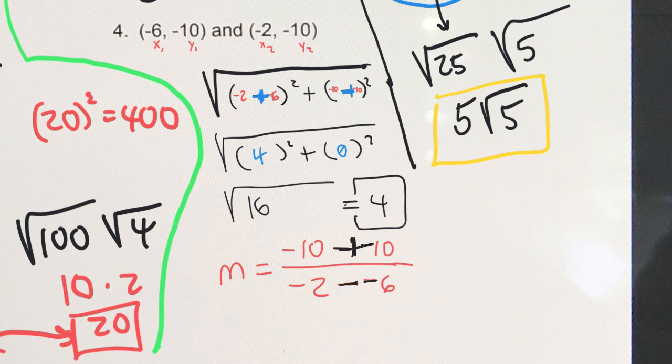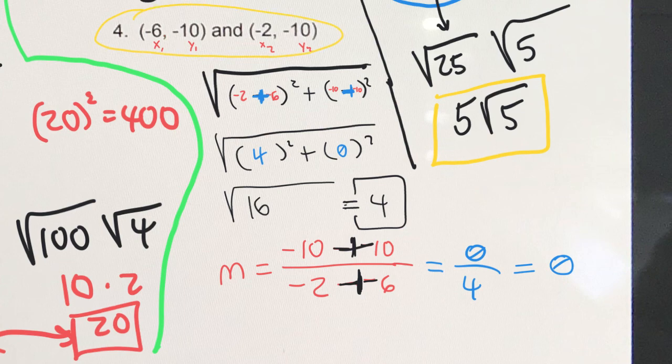Similarly, we have a negative negative, so that's really just a plus. And I'll bring it over here. -10 plus 10 is 0. -2 plus 6 is +4. Now, anytime you have a 0 in the numerator and some number in the denominator, that is literally just 0. So it turns out that the slope between these 2 points right here is 0.